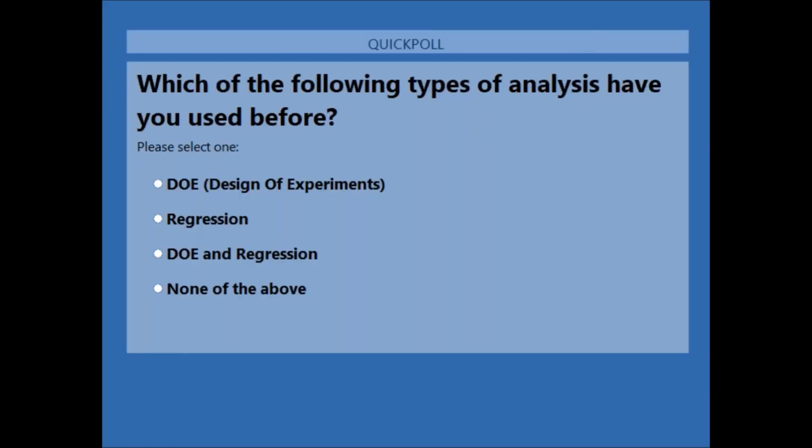Sure. So we're going to ask you guys, which of the following types of analysis have you used before? DOE, design of experiments, regression, both DOE and regression, or none of the above. So take a moment here to answer one of those four options right here.